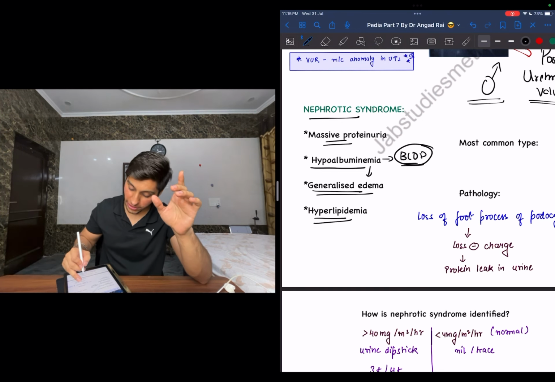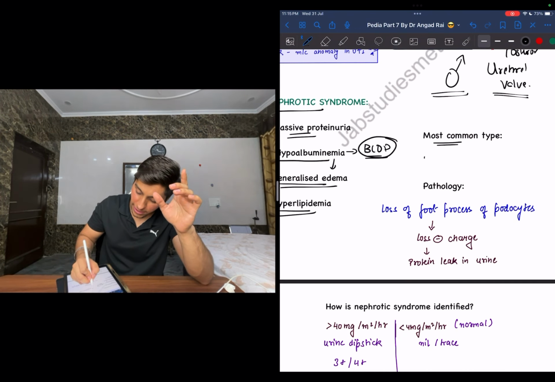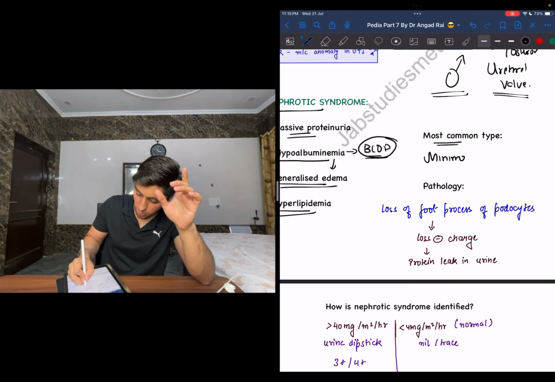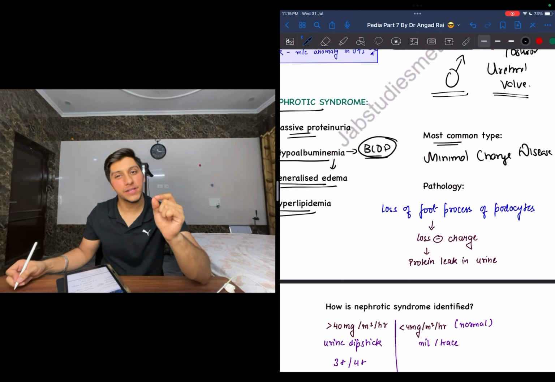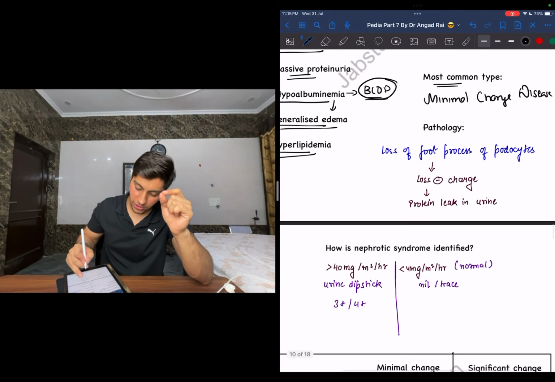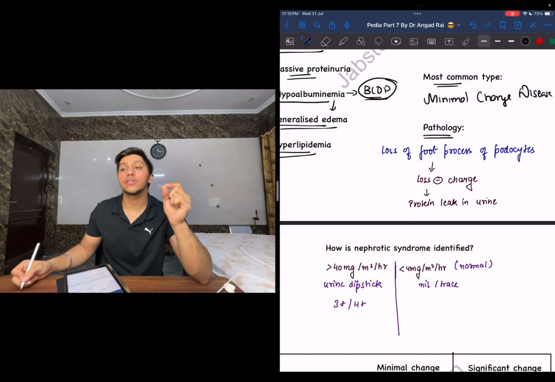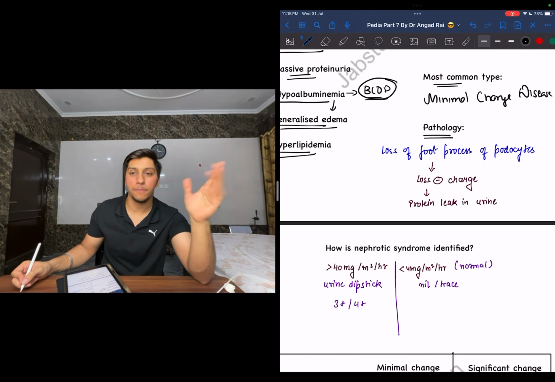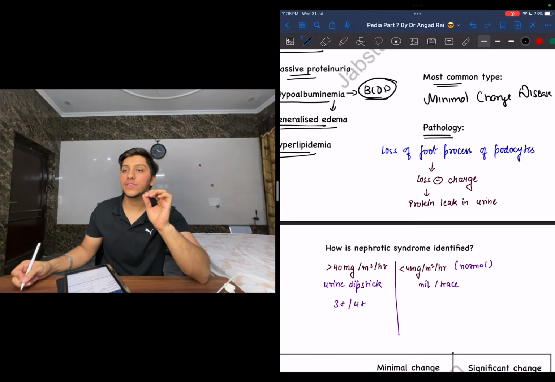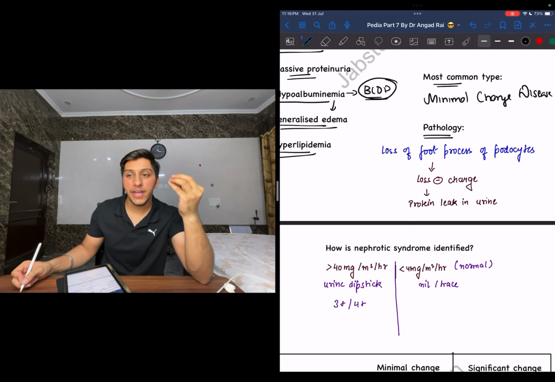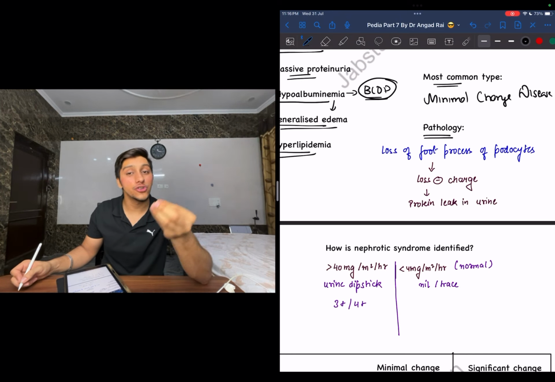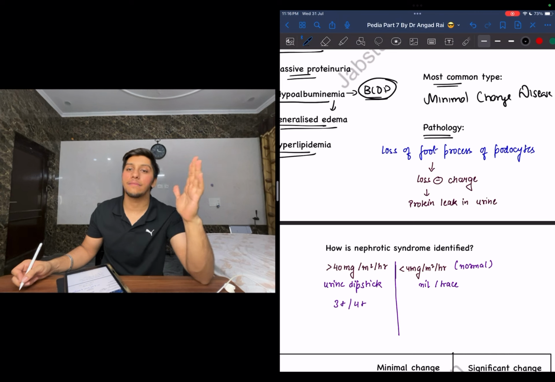Okay. If they ask you what is the most common type, guys, that is going to be minimal change disease. Okay, it is going to be minimal change disease. If they ask you what is the pathology, guys, it is loss of foot processes of the podocyte. Because of this loss of the foot processes of the podocyte, negative charge is lost and there is nothing to repel the protein, and the protein will come out.